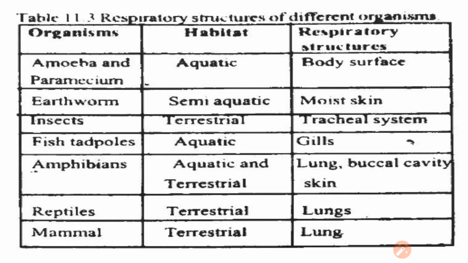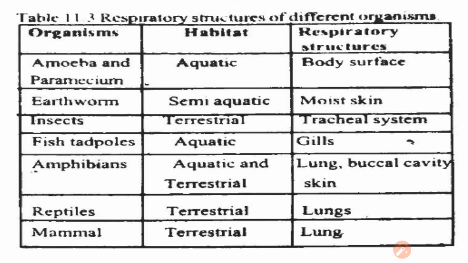So when we talk of indirect respiration, we are looking at well-organized structures for different animals. Look at amoeba, for example, which uses the first one. The habitat is aquatic, and the respiratory structure is the body surface; this is the direct. When you look at earthworm, earthworm is a semi-aquatic habitat. Their skin is always moist, and they carry out respiration through their moist skin. We are going to learn that in this class as well.